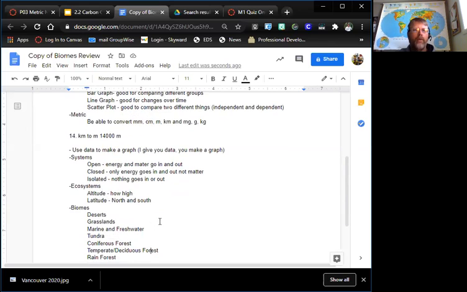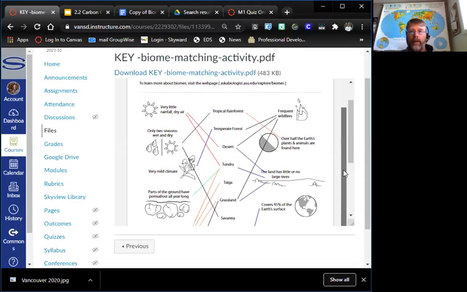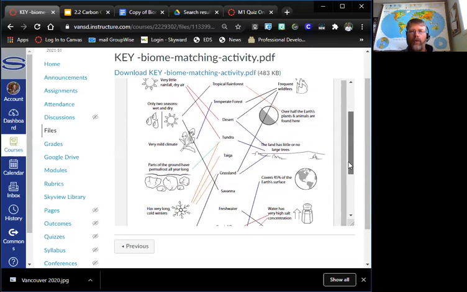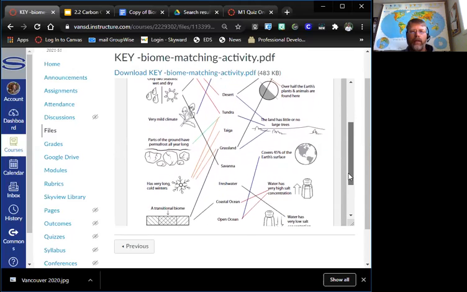Okay, and then we had two full days' worth of notes about different biomes, including that assignment that hopefully you're just finishing up. And I will say a few things about those as well. If you noticed when I went into the modules, there was this key for the matching activity, and we went over that in class the other day, but you can go back now as part of your review and look at these things.